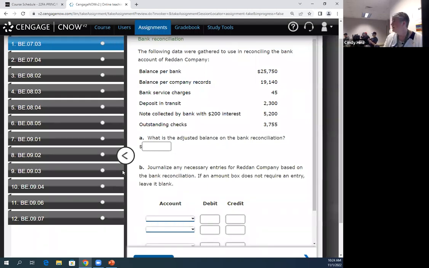You can see that the practice set has 12 exercises. They are all what the book refers to as brief exercises. So these might take a little bit less time than the exercises we did in class, but these are more similar to what is on the exam.